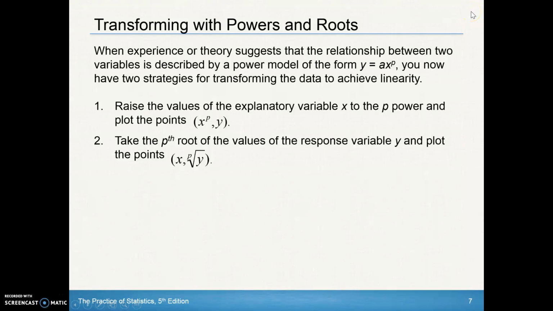All right, one last video, AP Stats students. Let's go, Hornets. We're going to transform with powers and roots. Just review this from the day 1 video as we move into chapter 12.2, day 2.